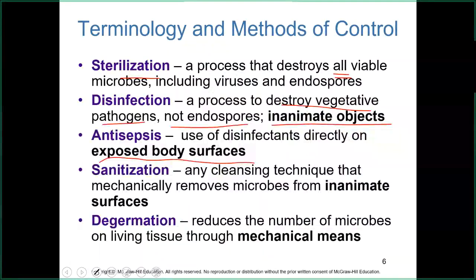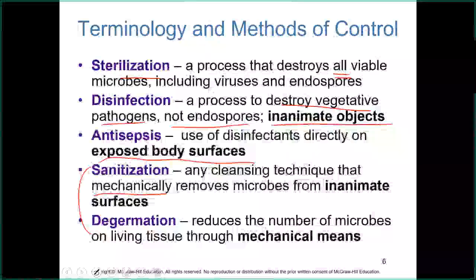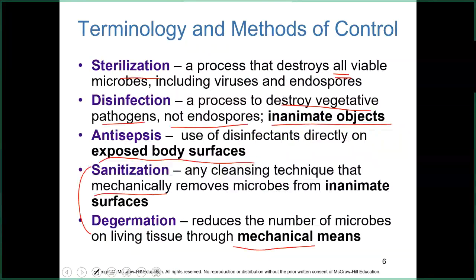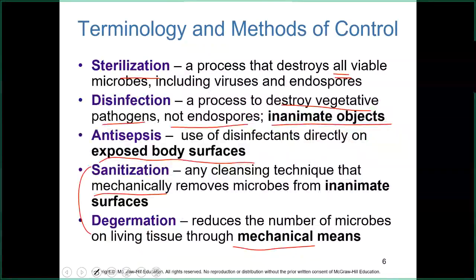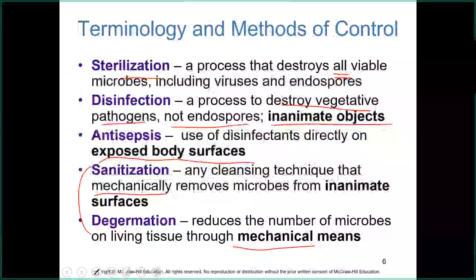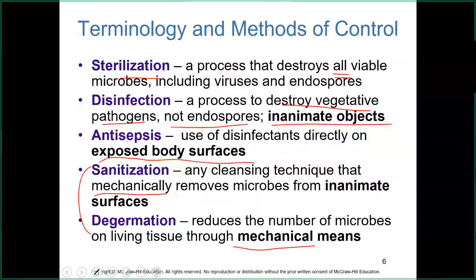And then we've got sanitization. Now, sanitization and degermation are linked in that they're both mechanical methods for removal of microbes. That means using some sort of force, some sort of friction, some sort of scrubbing action, a scrub brush, a rag, or something like that, and rubbing something down. A dishwasher would be an example, because you're using jets of water, and you're spraying them, and you're striking surfaces, and you're knocking stuff away, and getting rid of them.